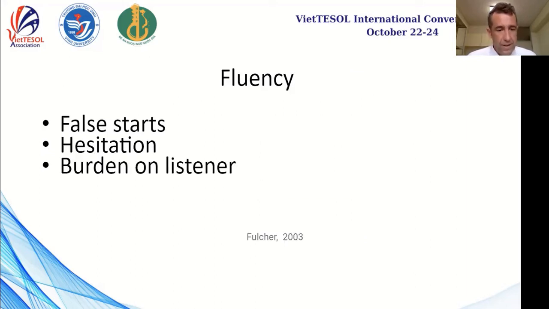Okay, as far as fluency goes, our fluency construct is rated with false starts, how many false starts are in the utterance, how often they hesitate, and that's how often they must search for language inside of their interlanguage. And we especially put a lot of emphasis on burden on the listener. So if the listener must strain and struggle to listen to the test taker, then that will rate lower at a lower point scale.